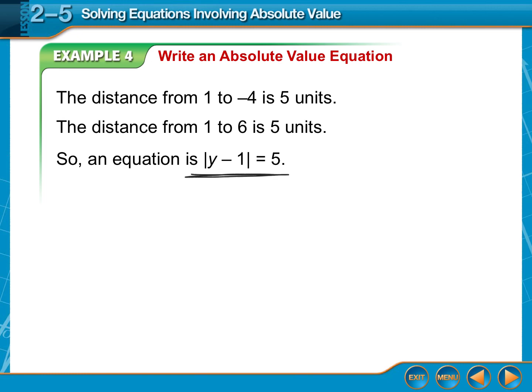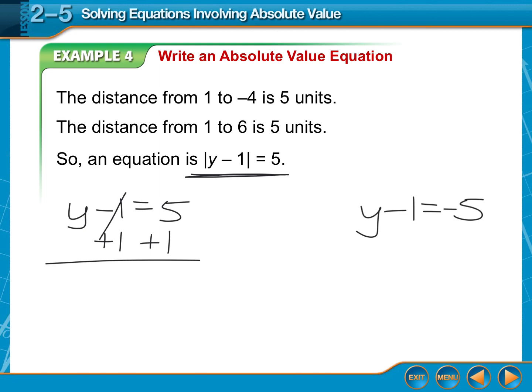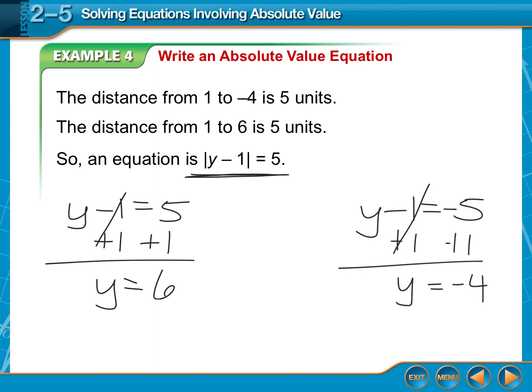Okay, this one. Absolute value of y minus 1 equals 5. What's case 1? Just keep it the same. And then the negative: this one is negative 5. Now solve. How do we solve? Add 1 to both sides. What's y, or 5 plus 1? 6. And then we add 1 to the other one. What do we get for this one? Negative 4.